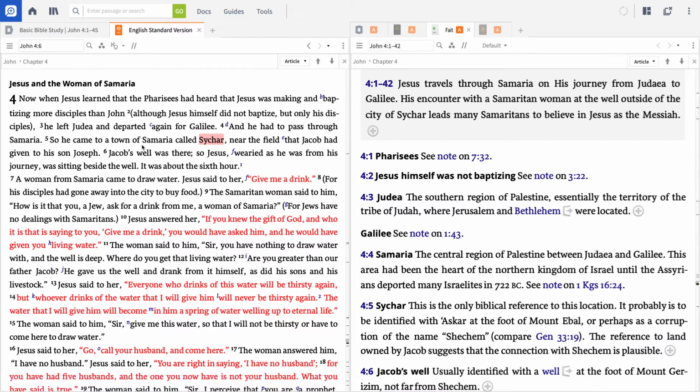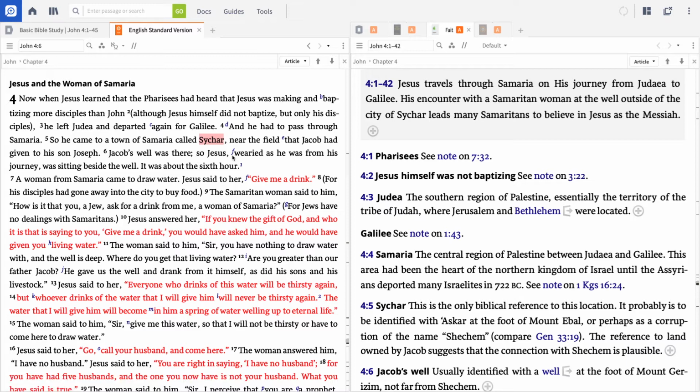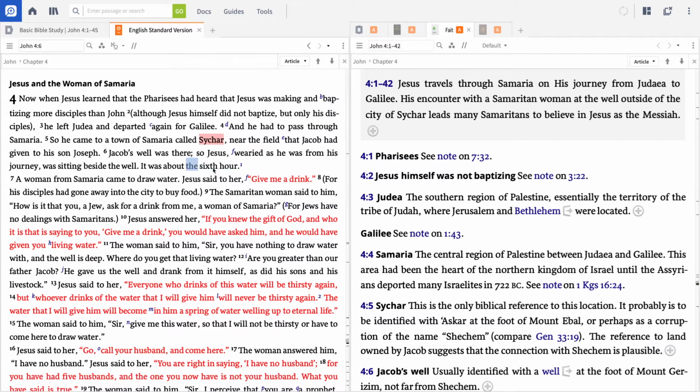So he came to a town of Samaria called Sychar, near the field that Jacob had given to his son Joseph. Jacob's well was there. So Jesus, wearied as he was from his journey, was sitting beside the well. It was about the sixth hour. I think this is also something worth looking up sometime today. Come on. Nah, hold up.